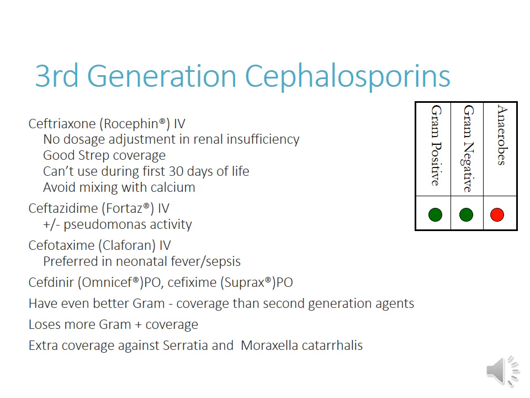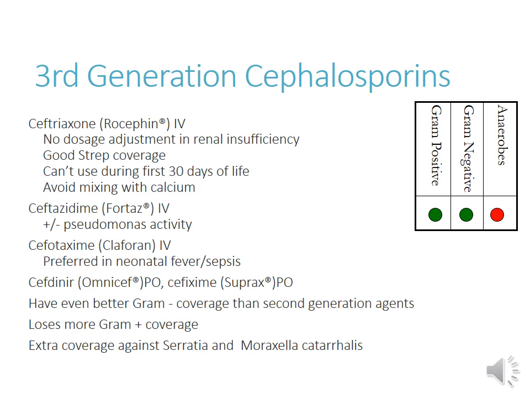I've seen it used in some really specific circumstances, like CF kids or cystic fibrosis patients. They grow all kinds of super weird bugs, so their mucus secretions are so thick they harbor stuff you've never seen before. And so sometimes ceftazidime will be effective for one particular bug they happen to be growing. That's really the only instance I've seen it. So usually stay away from that one. Cefotaxime, like I said, is good for neonates. It's really good for neonatal fever and sepsis.